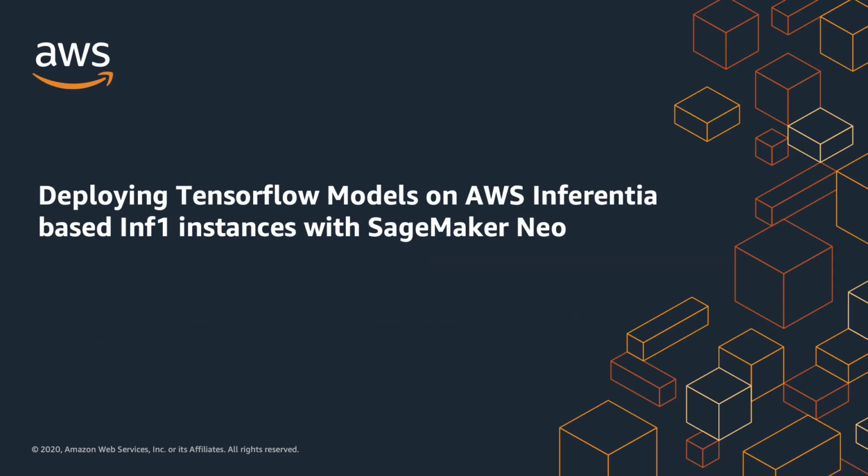In today's example, we will start by setting up a SageMaker notebook to train an image classification model on MNIST dataset using TensorFlow. Then, we will compile it using Amazon SageMaker Neo and deploy the model on a SageMaker endpoint running on an Inf1 instance and use the Neo Deep Learning runtime to make inferences in real time with low latency. So let's get started.